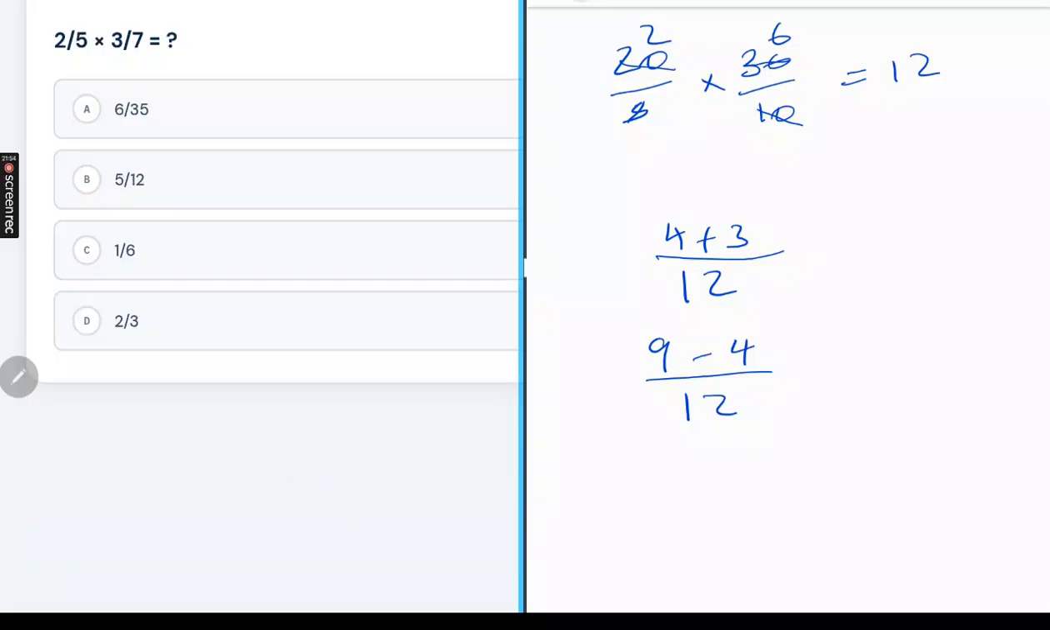2 over 5 times 3 over 7. Multiply numerator, multiply denominator. 5 times 7 is 35. 2 times 3 is 6.